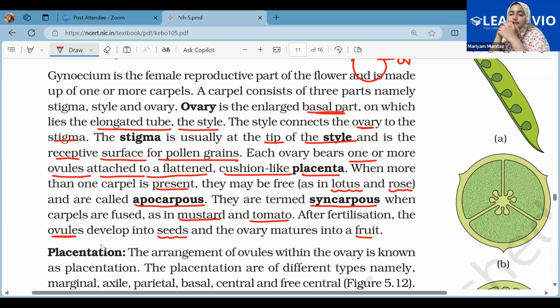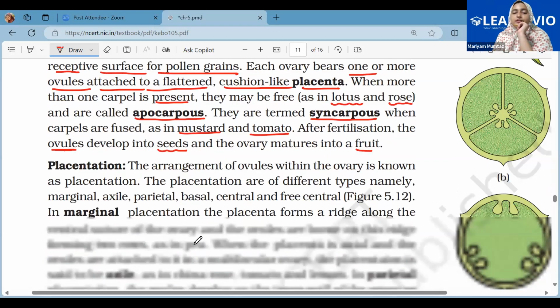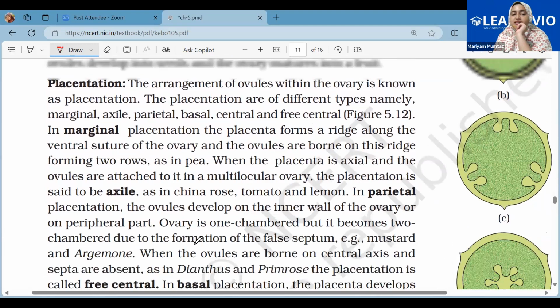Androecium part is clear. Any doubts up until now? No, ma'am. Okay, good. Now we're going to talk about the next thing, that is placentation.